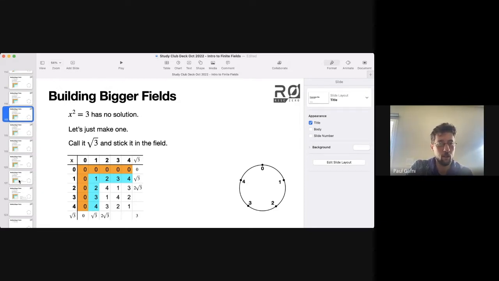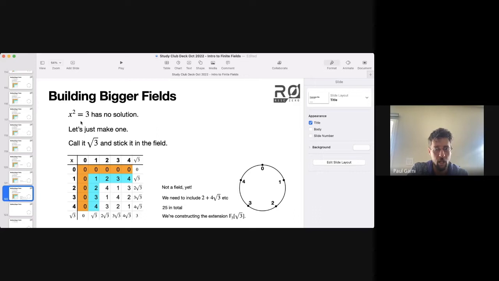Coming back to this idea of building bigger fields or building extension fields: if I encounter an equation that doesn't have a solution, I can just try to throw it in. But if I want to throw in one element, I need to also deal with the consequences of that choice and throw in all the associated elements that appear. Technically, I need to take the closure under addition and multiplication. And it turns out that I'm going to end up with 25 elements here.